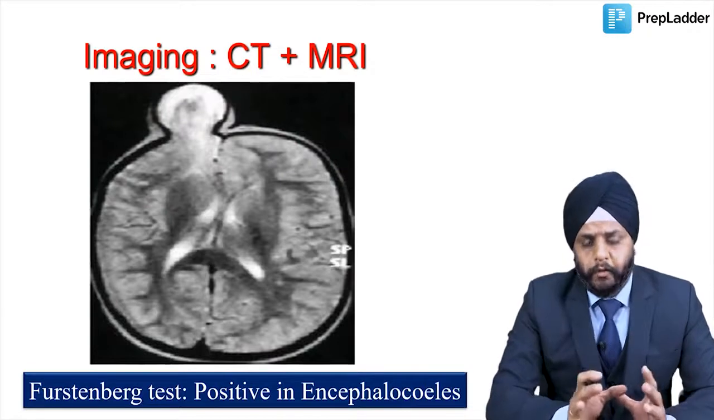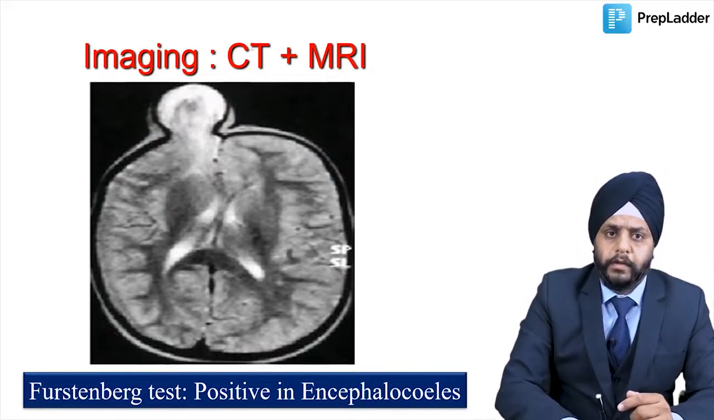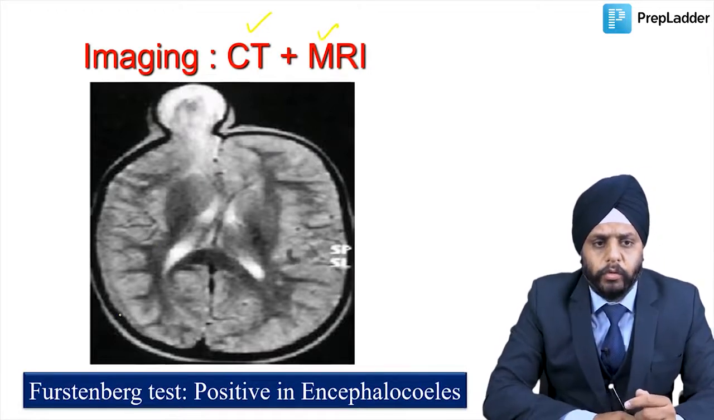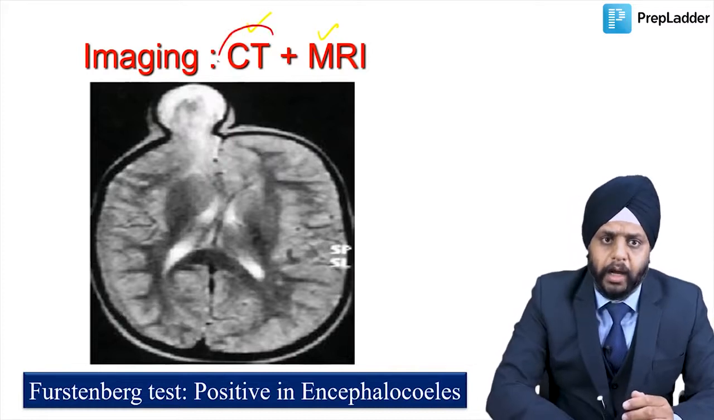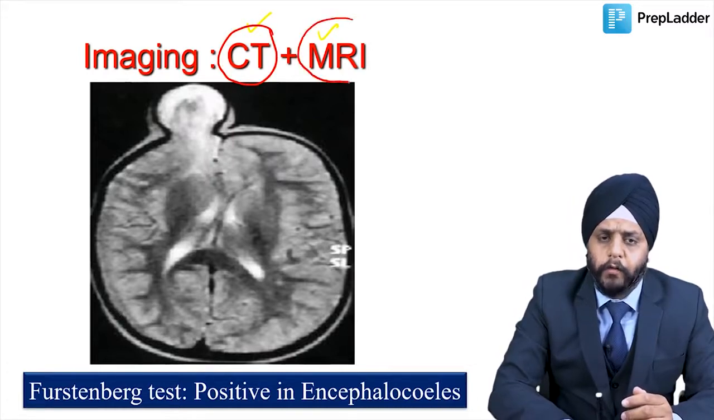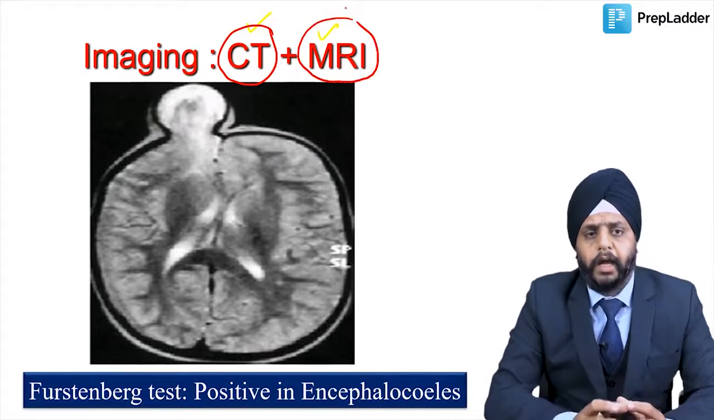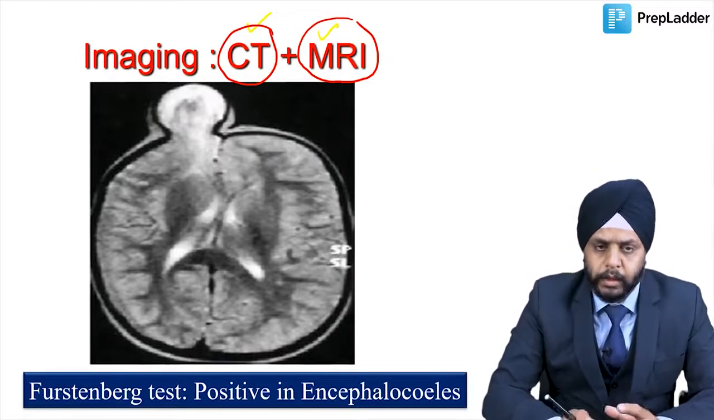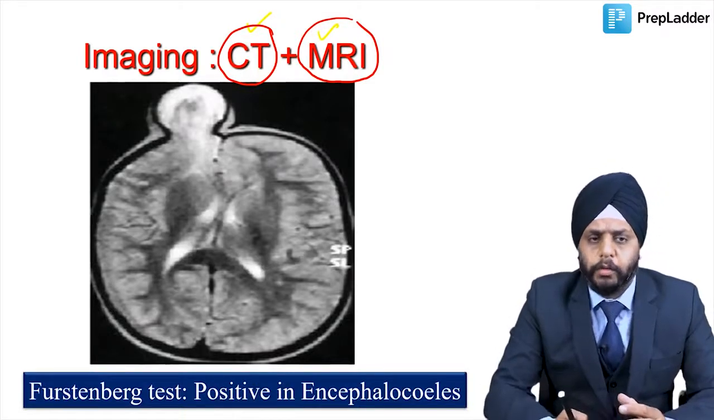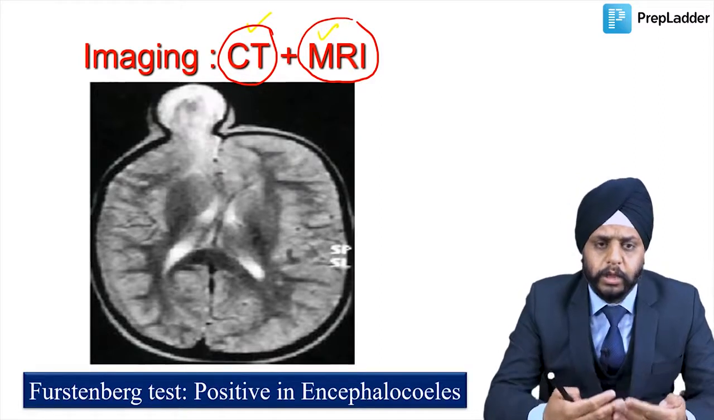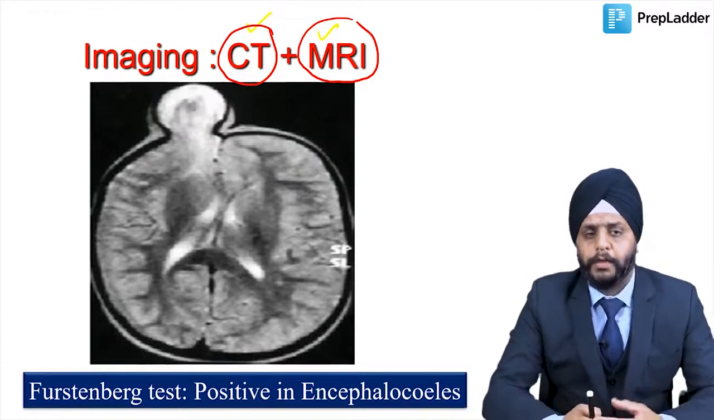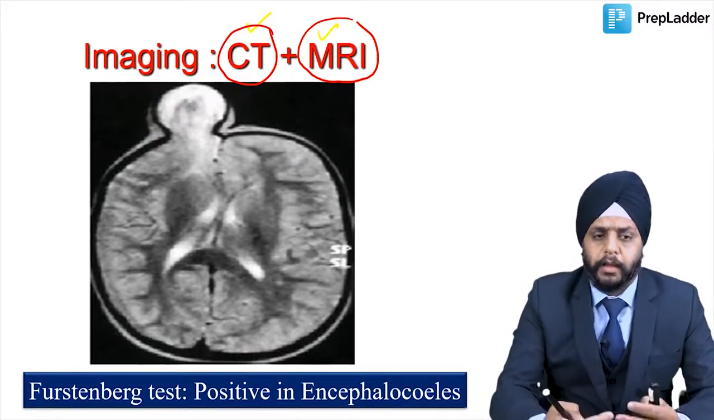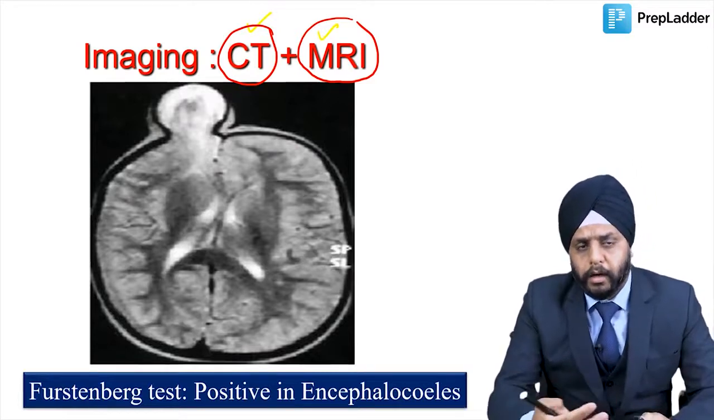Now, for imaging, we have to do both CT scan and MRI. Why? The CT scan is required to know the bony defect. The MRI is needed to see the soft tissue, the brain tissue inside, and therefore both are necessary before planning the treatment. The treatment is, we generally try to replace it back, but we have to repair the defect of the skull base. So the treatment is mainly directed at repair of the skull base. Otherwise, without that, it can recur.